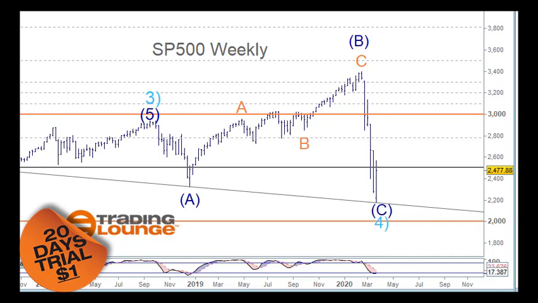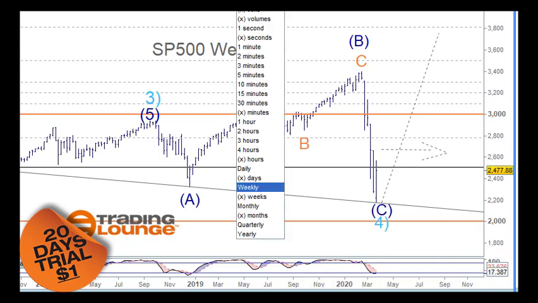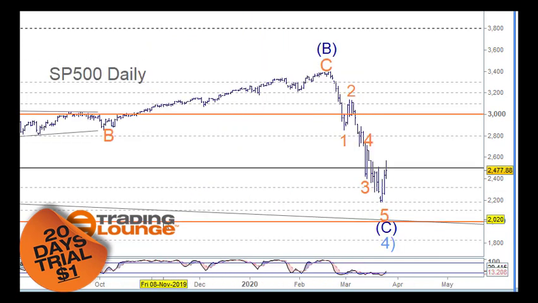This is our primary count on the weekly chart for the S&P, and if this is correct, then we will just push up into new highs here. But when we're talking about corrections in a wave 4, they can get rather complicated. So this correction could continue sideways as well, and we might just have a little look at that. But let's just dive in here to the daily chart.